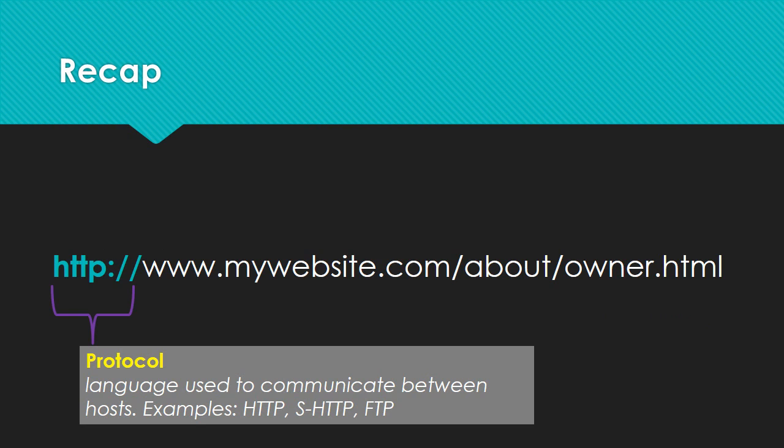Let's review the components of a URL. The protocol is the language used to communicate between hosts. Examples include HTTP, SHTTP, and FTP. The proper syntax for a protocol is to append a colon and 2 forward slashes.